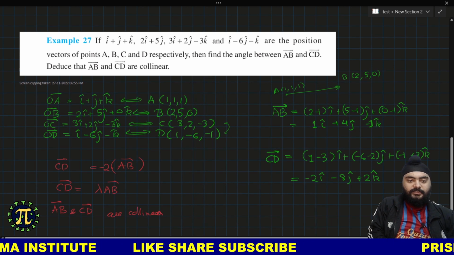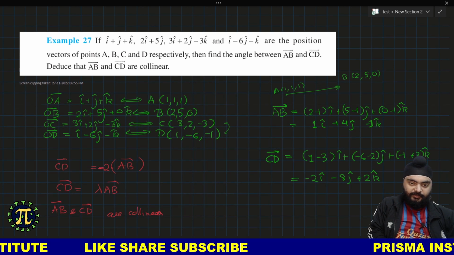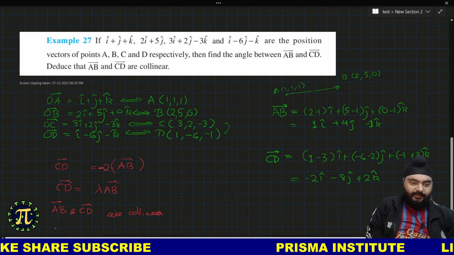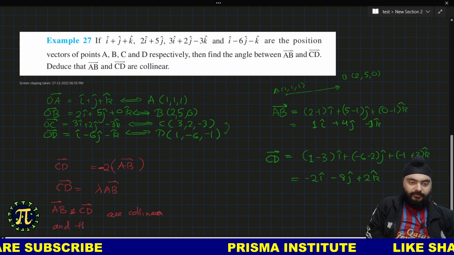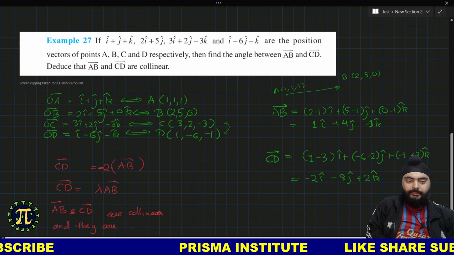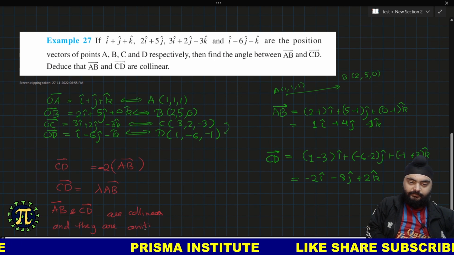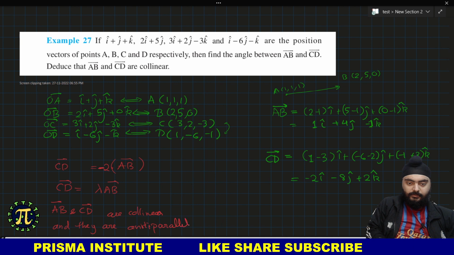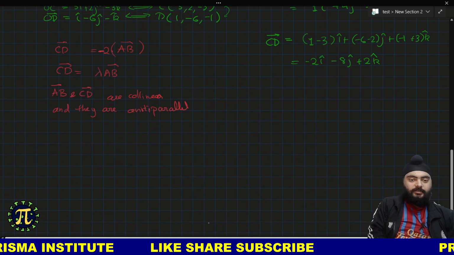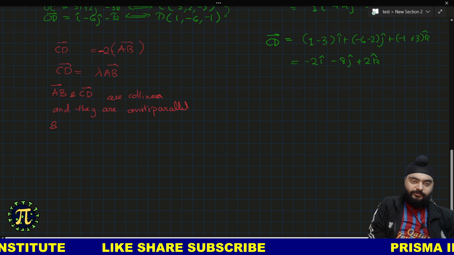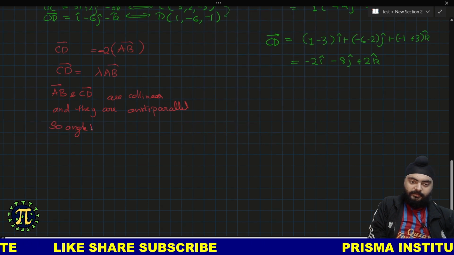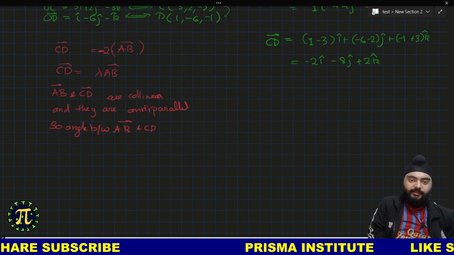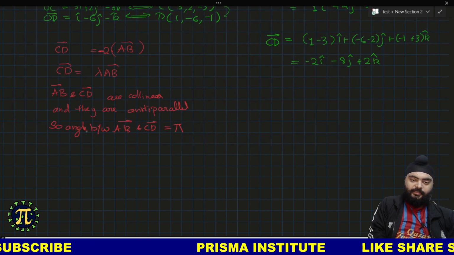And what can I say, since we are multiplying with a negative, they have opposite direction also, right, and they are anti-parallel. So the angle between them will be pi. So the angle between AB and CD vector will be equal to pi. So they are anti-parallel, right.